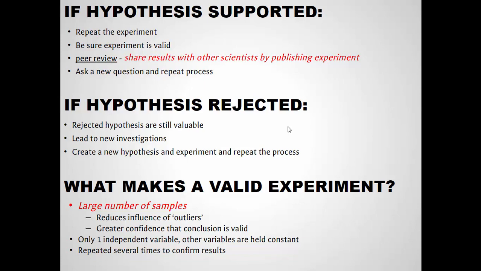In the peer review process, what scientists are often looking at is, is this a valid experiment? When we say valid, we're saying, is this a well-designed experiment? Can we trust the results of this experiment? And certain things are important in planning a valid investigation. So we need a large sample size.